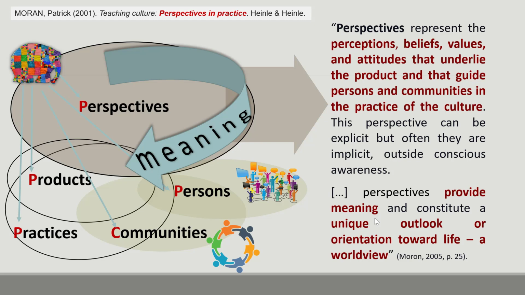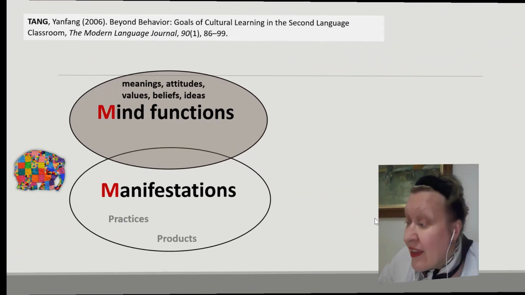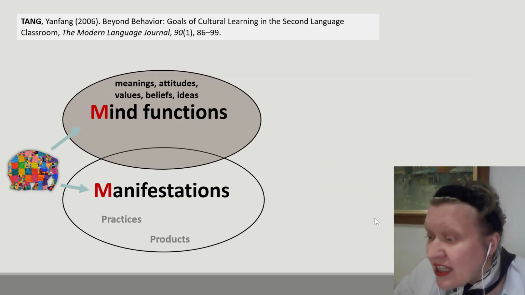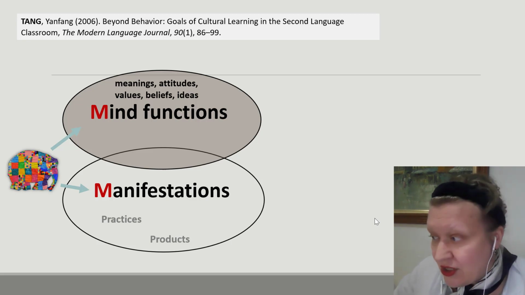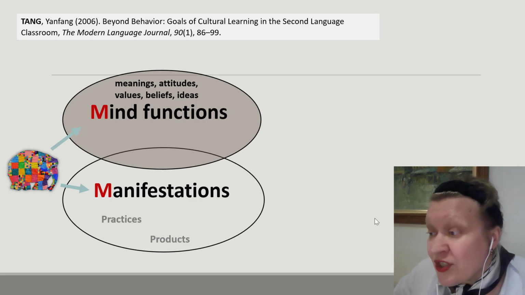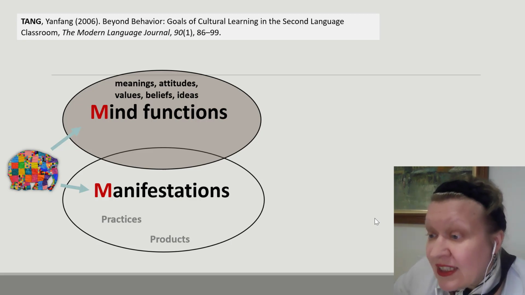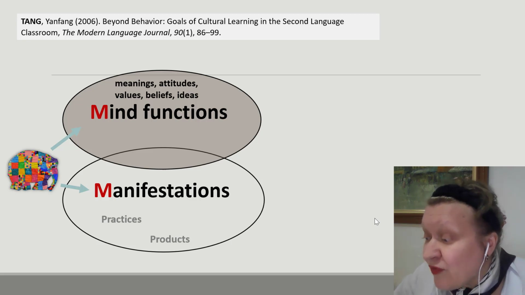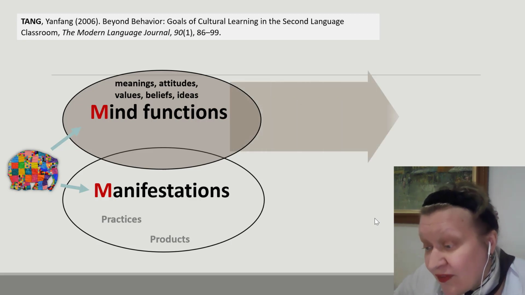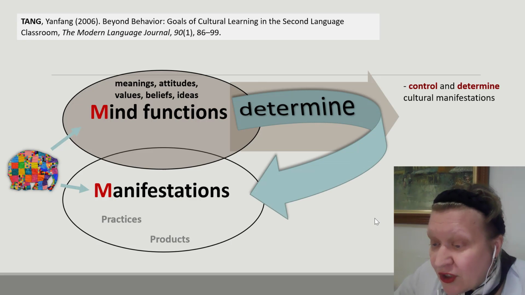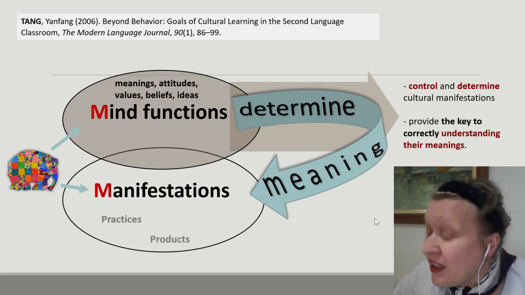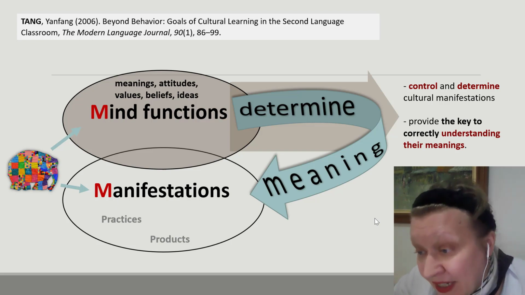To underline the essential role of perspectives, Patrick Moran named his book Perspectives in Practice. In the same way, Yanfang Tang suggests reducing the PPP model to two essential dimensions: manifestations, which include products and practices, and mind functions, embracing values and perspectives behind the manifestations. The mind functions control and determine cultural manifestations and provide the key to correctly understanding their meanings.